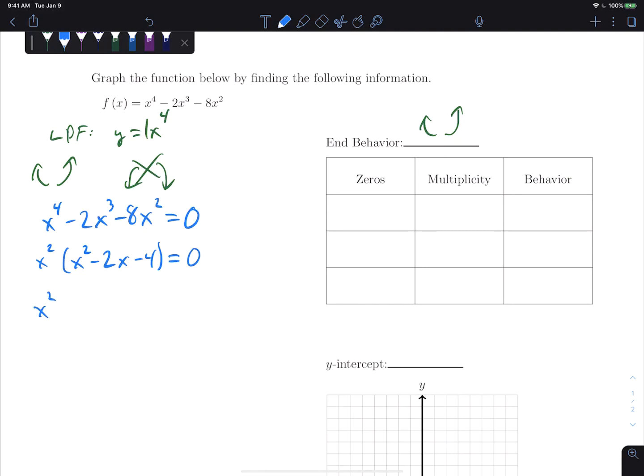So we have x squared times, and then what's left over here is just two sets of parentheses. There's an x and an x. This negative means that one's positive and one's negative. Ask yourself what multiplies to 4 and has a difference of 2.